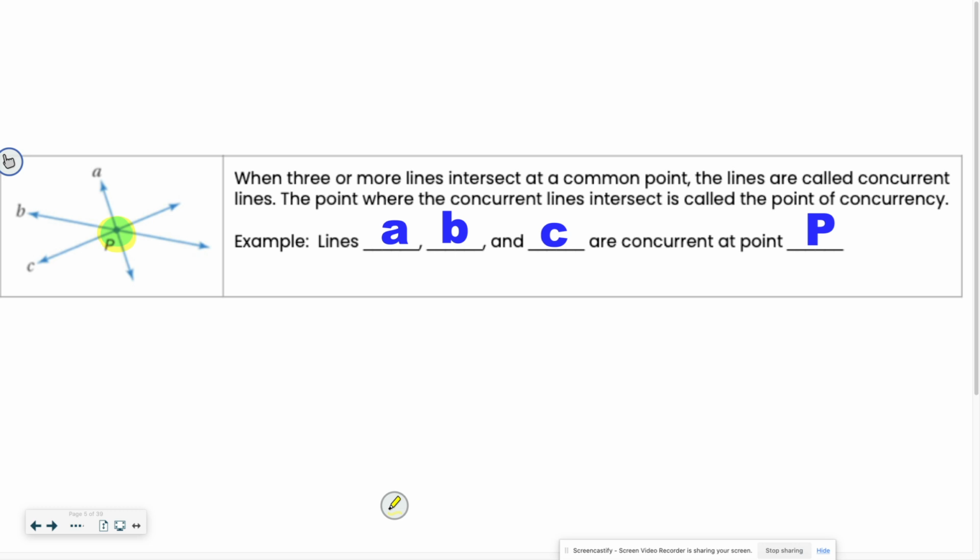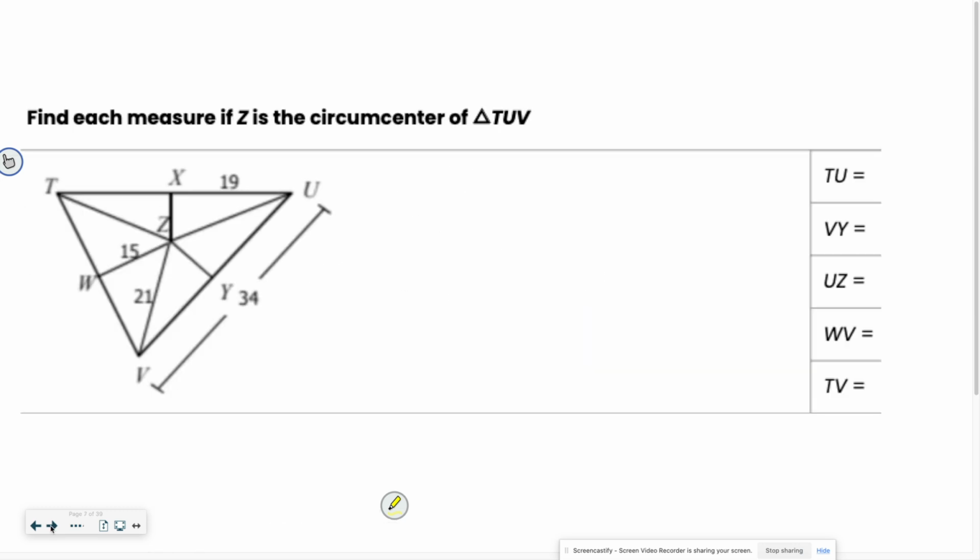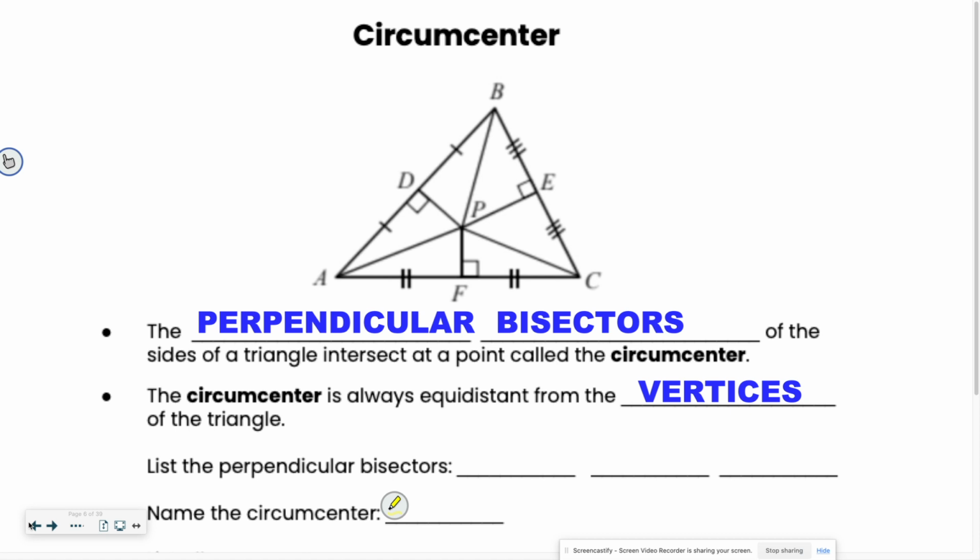Over today and the rest of the week, we're going to talk about different types of concurrent lines. So different kinds of bisectors, different kinds of medians, altitudes, the whole gamut, all right? But today we're just focusing in on what happens when three perpendicular bisectors intersect. And that's what brings us to this picture here. It says the perpendicular bisectors of the sides of a triangle intersect at a point called the circumcenter.